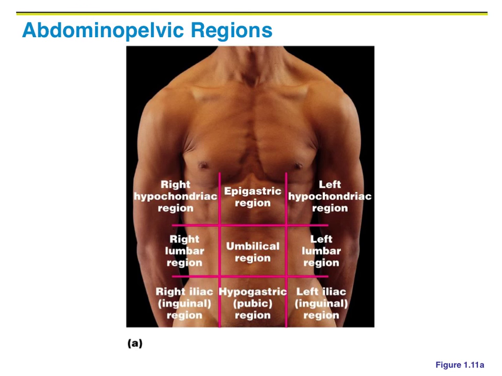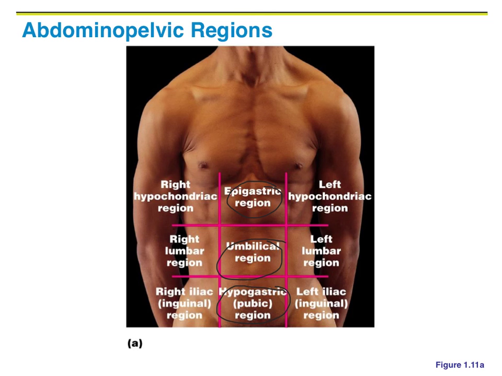In slide 26, we start to look at the abdominopelvic regions. There are 9 regions. You do need to be able to label these regions. Umbilical would be right in the center, where remnants of the umbilicus is. In other words, your belly button. Above that, epigastric means above the stomach. Below that, hypogastric means below the stomach.